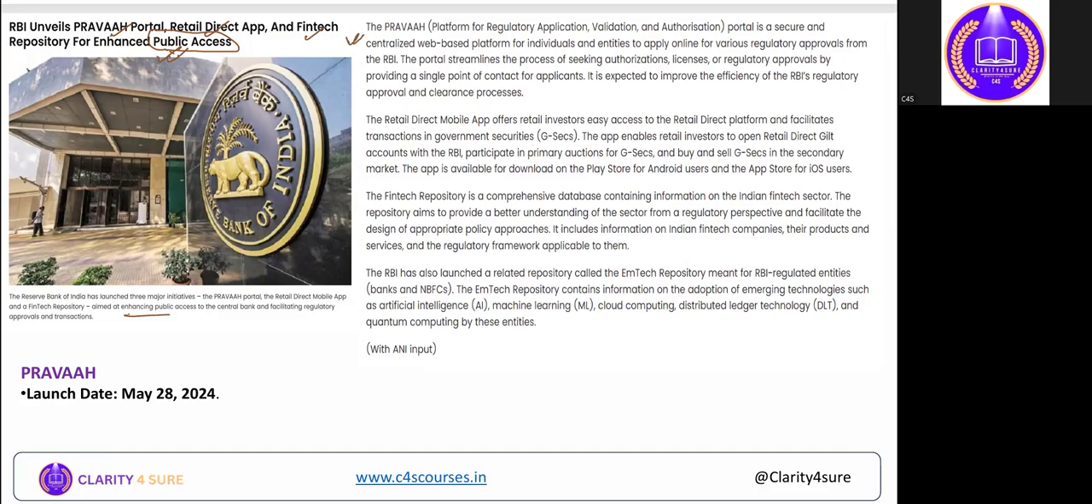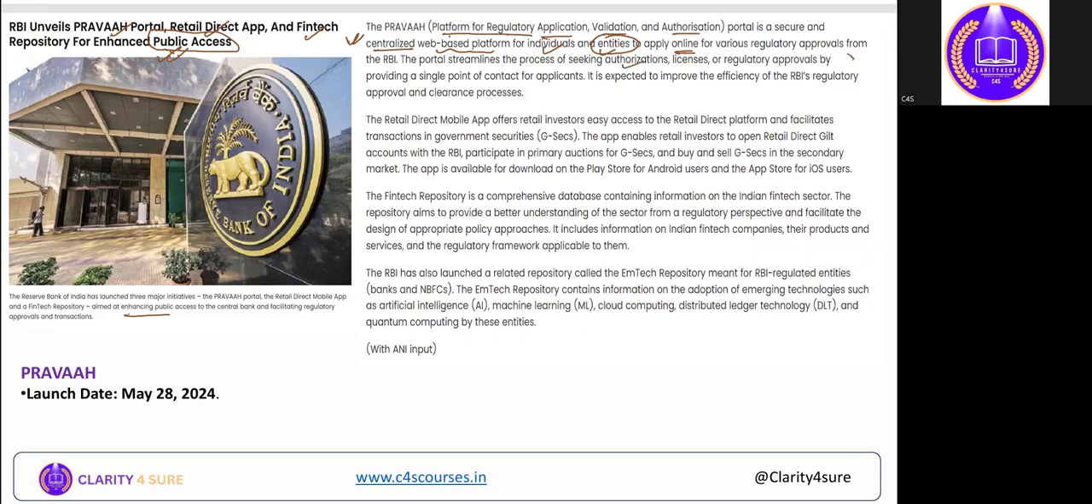So the PRAVAAH, as it is a portal for regulatory application, validation, and authorization. Just remember the full form of PRAVAAH. It is a portal for regulatory application, validation, and authorization. It's a portal which is very much secure and centralized by RBI, and it is a web-based platform for individuals and entities. It is talking about the regulated entities, all right, which may be banks or financial or NBFCs, right, to apply online for various regulatory approvals from the RBI. The portal streamlines the process of seeking authorization.